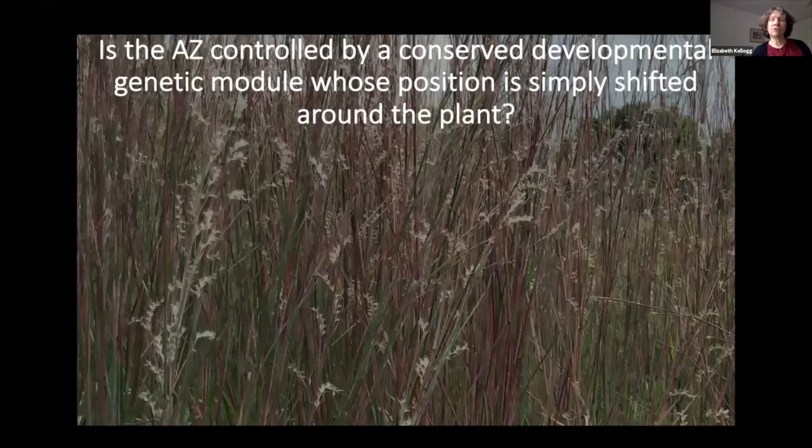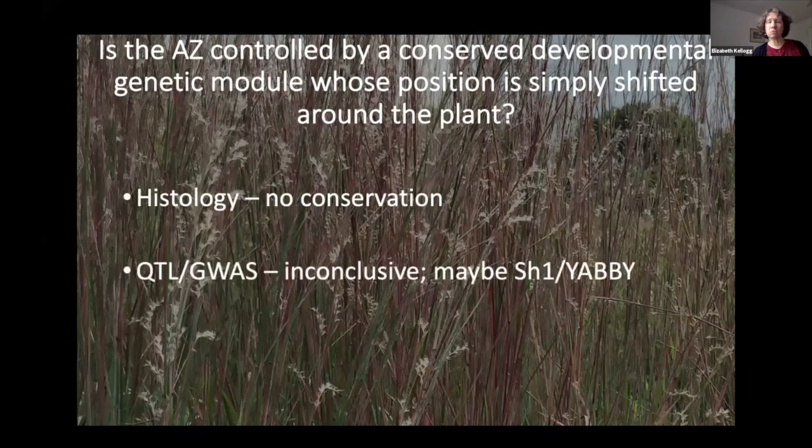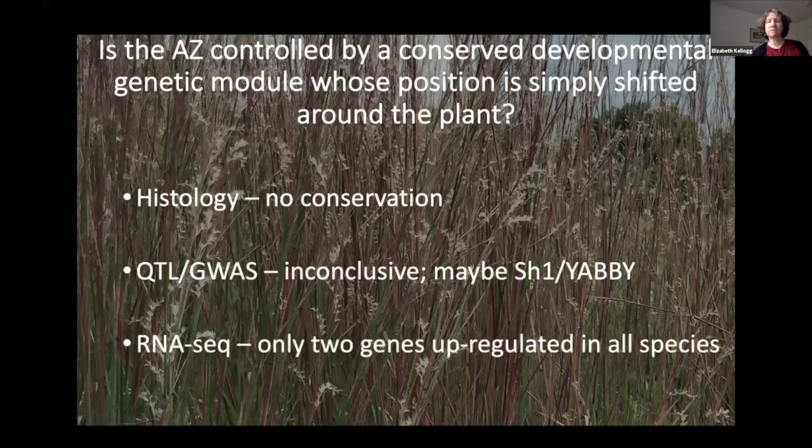So if we get back then to the question that we started with, is the abscission zone controlled by a conserved developmental module? The answer is histologically no. The QTL is inconclusive, maybe SH1. And RNA-seq points to only 2 genes.